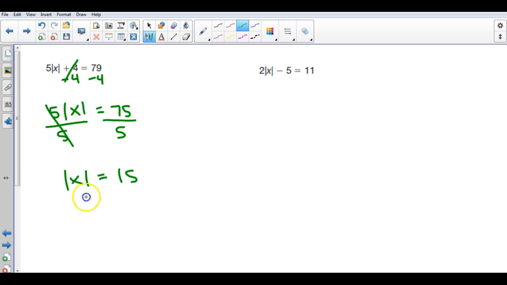So what is x going to equal? Well, just split this up. X is going to equal 15, or x is going to equal negative 15.